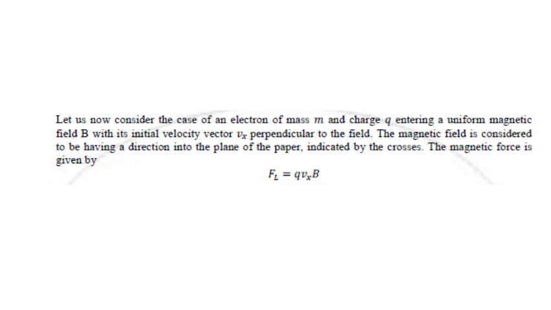Let us consider the case of an electron of mass m and charge q entering a uniform magnetic field B with its initial velocity Vx perpendicular to the field. The magnetic field is considered to be in a direction into the plane. We have shown in the previous figure the magnetic field into the plane.